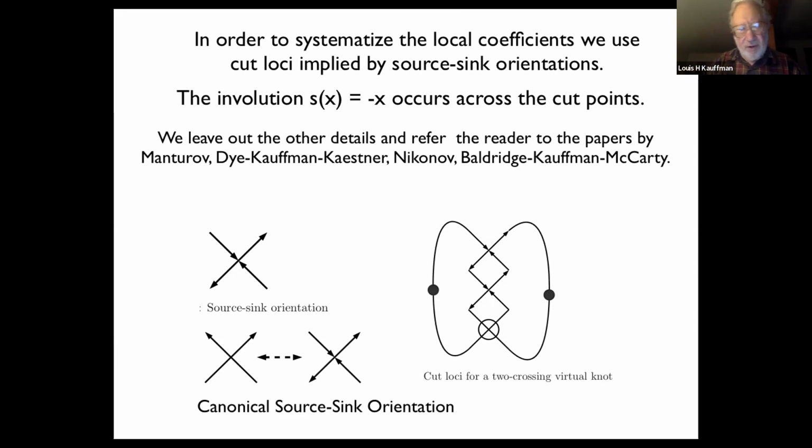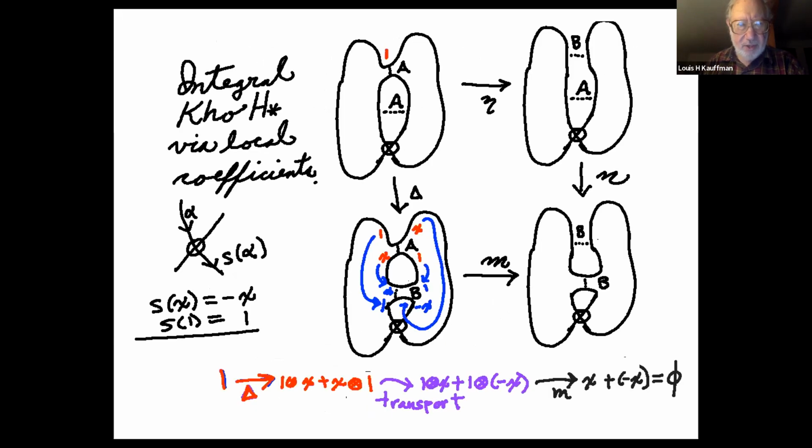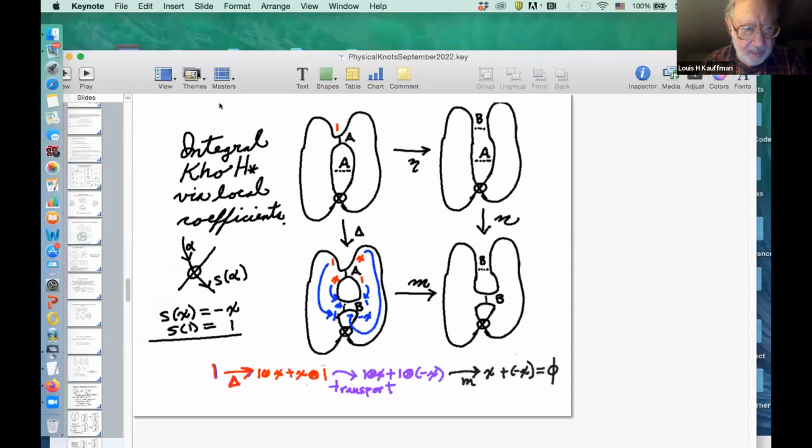And what we're going to then do is use the cut points to do a count. And the count has to do with the algebra. When you're doing the algebra, you have the algebra localized. It's a local coefficient system. The algebra is localized at a crossing in order to do one of our multiplications or co-multiplications. And then you may have to move the algebra to another site. And you count how many times you go through the cut points. And if you go through a cut point, you change x to minus x and you leave 1 alone. It's an involution on the algebra.